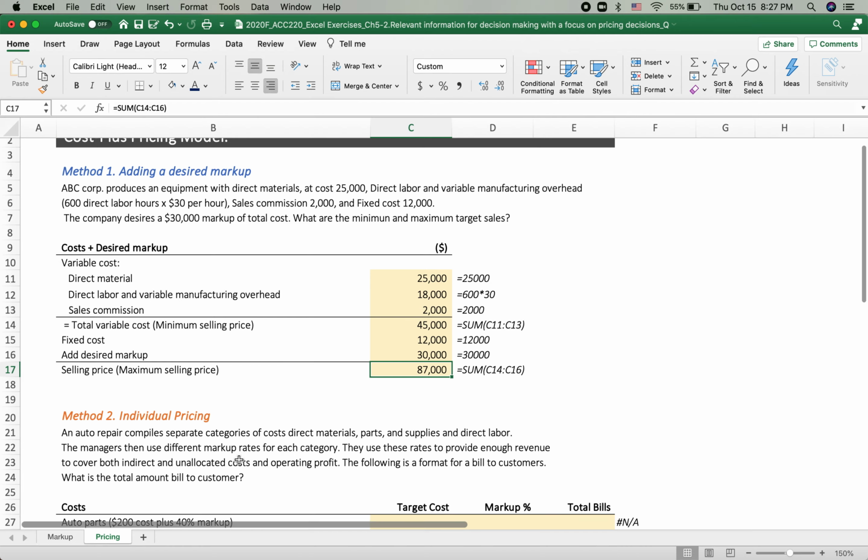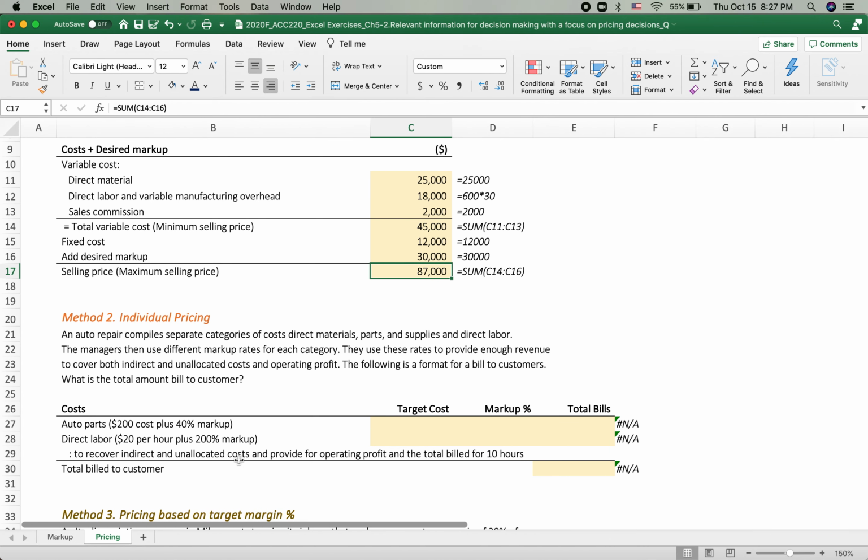So method number 2, individual pricing. The case is an auto repair shop. The auto repair shop compiles separate categories of cost: direct materials, meaning parts and supplies, and direct labor. The manager then uses different markup rates for each category. They use these rates to provide enough revenue to cover both indirect and unallocated cost and operating profit. The following is a format for a bill to customers. So, what is the total amount to bill to the customer?